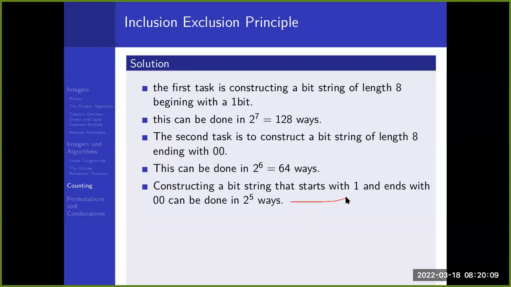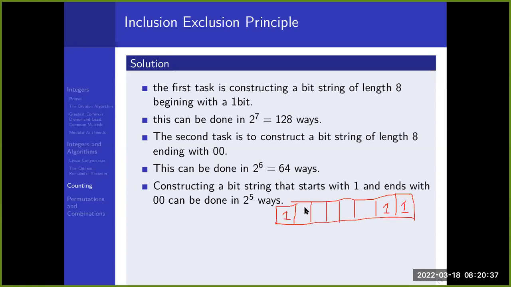So that one now will be again similar, but we have these restrictions. The first one starts with a 1 and ends with 2 zeros. So if it ends with 2 zeros, there's only one way of filling each of the last 2 slots. So we are left with 5 slots in between.